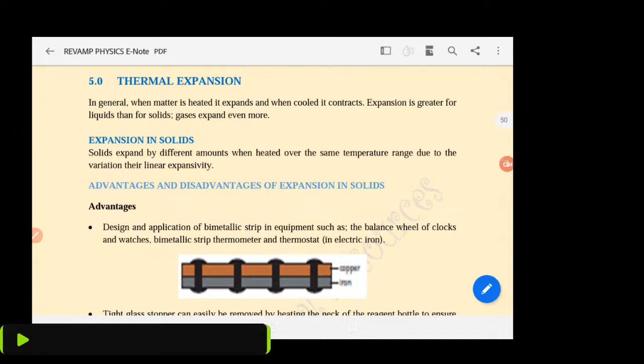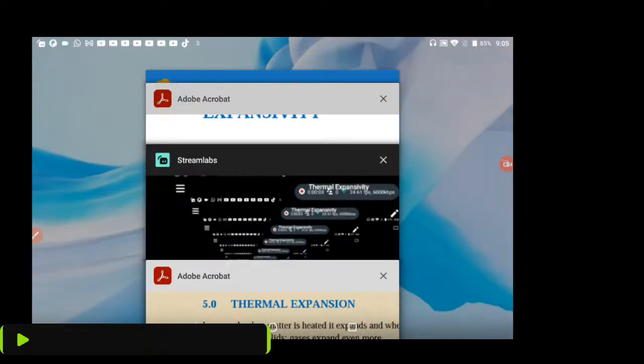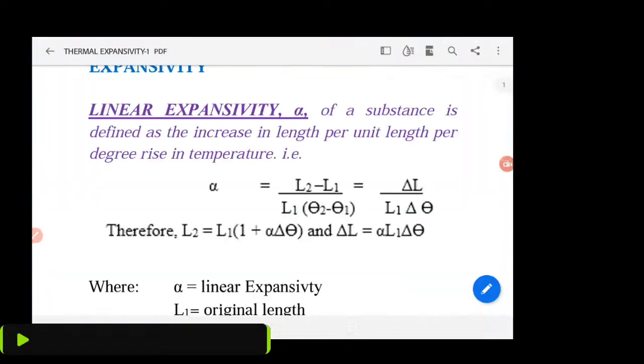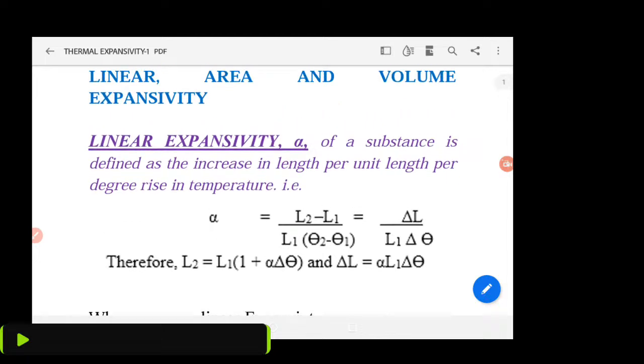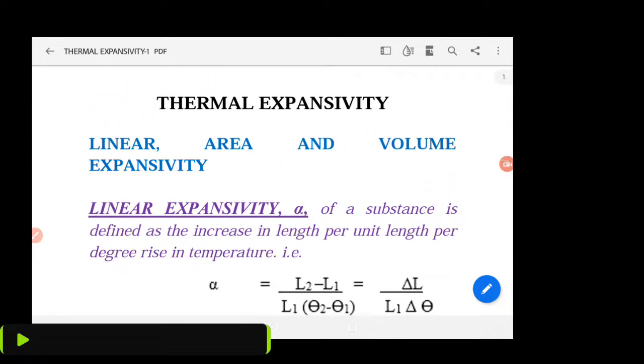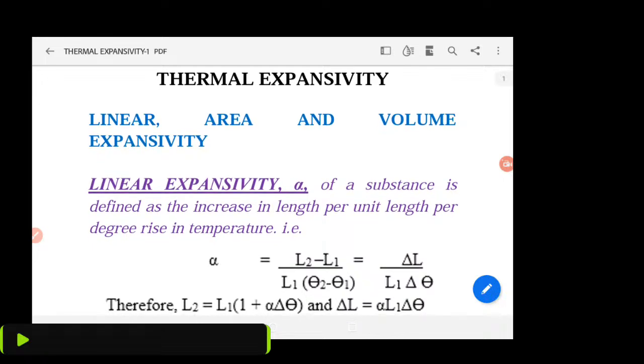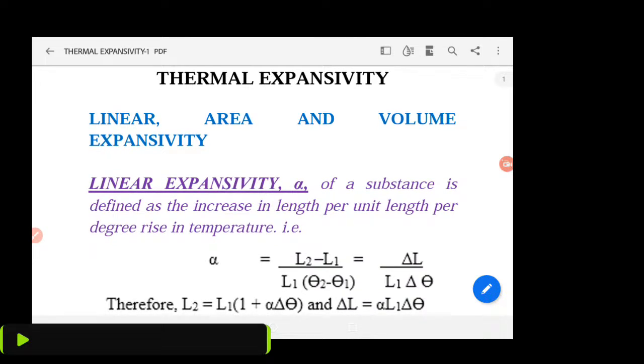Okay, that's the background. So let's quickly consider solid expansion, that is expansion in solid. And with that, we are going to look at a few calculations and how we go about them. Okay, now under this thermal expansivity, we have some terms. We have terms such as linear expansivity, area expansivity, and volume expansivity.